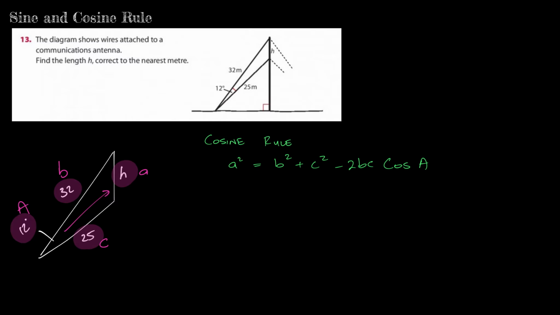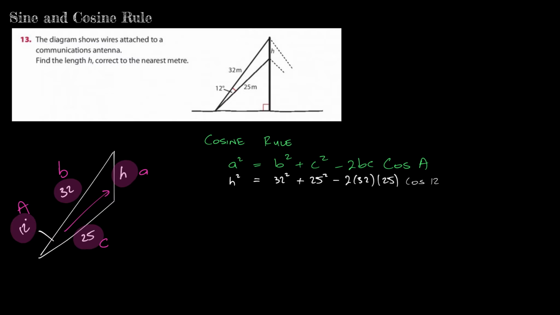So we'll fill in all that information. So a in this case is equal to h. So h squared is equal to b squared, which is 32 squared, plus c squared, which is 25 squared, minus 2 times 32 times 25 times cos of the angle, which is cos of 12. Okay, so that's all the information put in there.